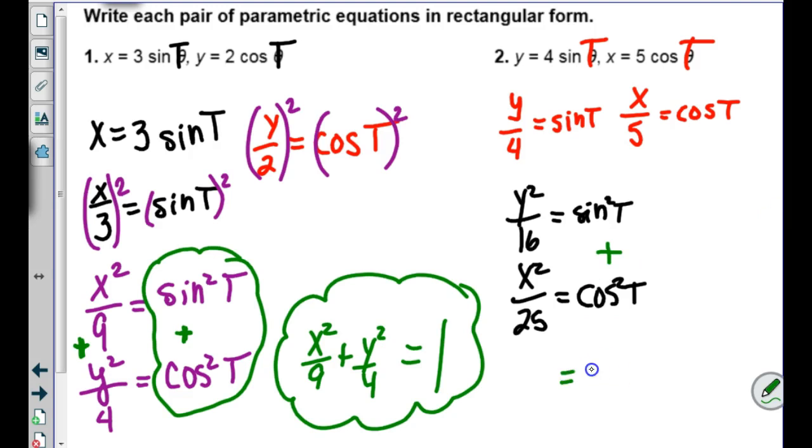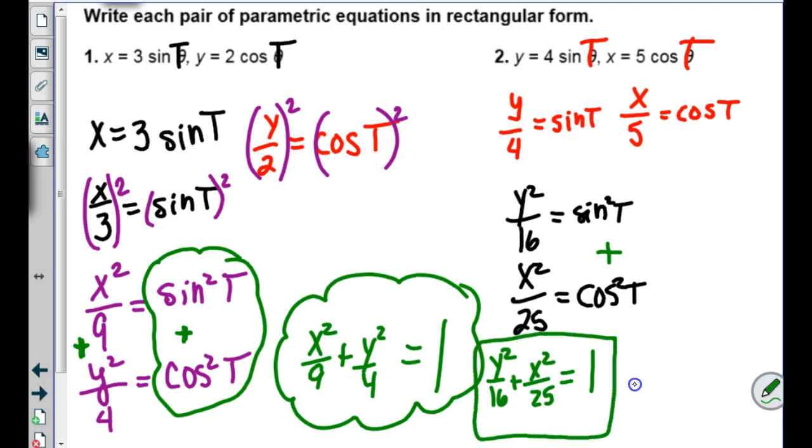I mean, I could write it out first. So it said sine squared plus cosine squared, but the rule is sine squared plus cosine squared is always just 1. It doesn't have a t even anymore. It's just 1. And this side over here was y squared over 16 plus x squared over 25. Or you could write it in the other order. It doesn't matter. But it's still an ellipse, yes?